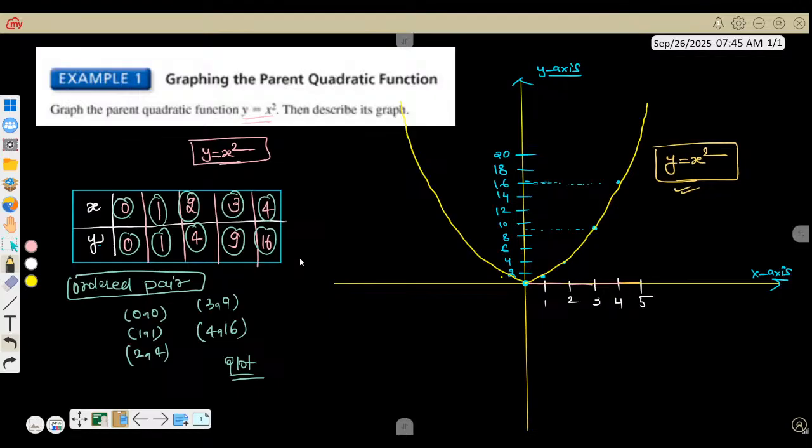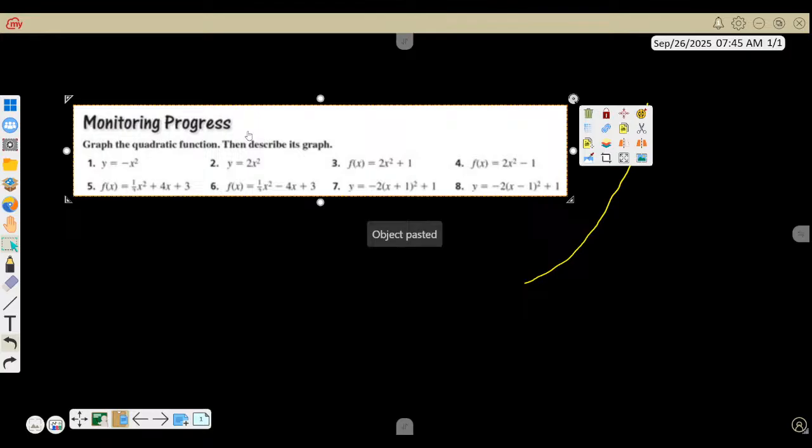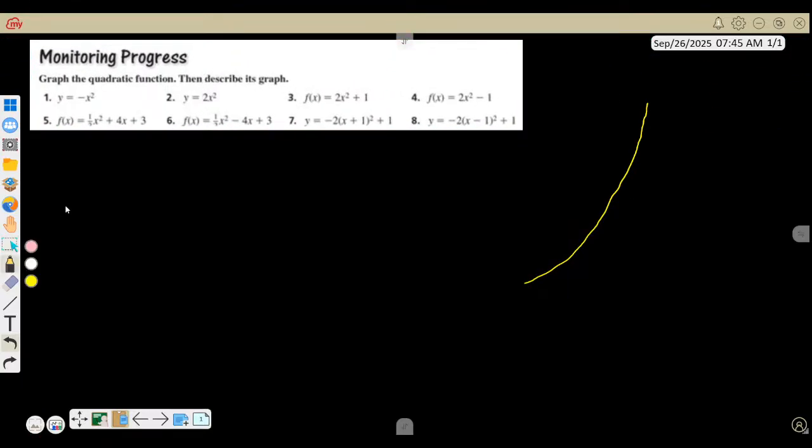Now it is your time to make one graph. Are you ready? Okay, so you have to make a graph for y is equal to 2x square first of all. Now you have a next question. Make the graph of this and send me a photo in the group. So first of all, make the table properly, then find the ordered pairs.